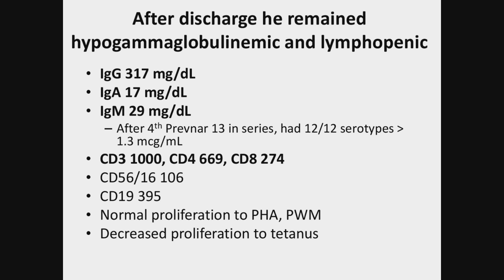He had normal proliferation to mitogens, but decreased proliferation to tetanus antigen. We have, for whatever reason, a lot of trouble getting mitogen and antigen proliferation done correctly by our lab. And so we've sent repeat antigens a couple of times and they have been canceled. So I don't have a Candida result for you or a repeat tetanus result. We have a question about IgE. His IgE was normal. And I don't remember what his eosinophil count was, but it was not elevated.